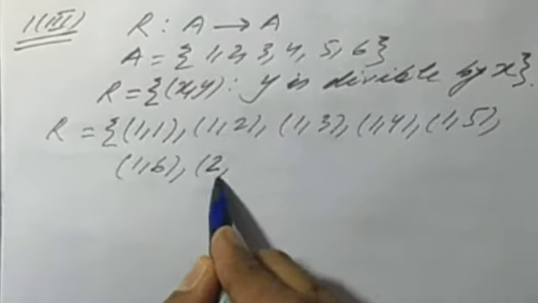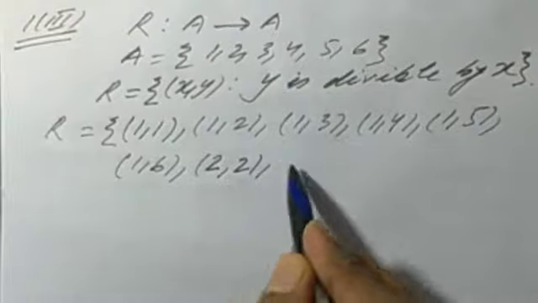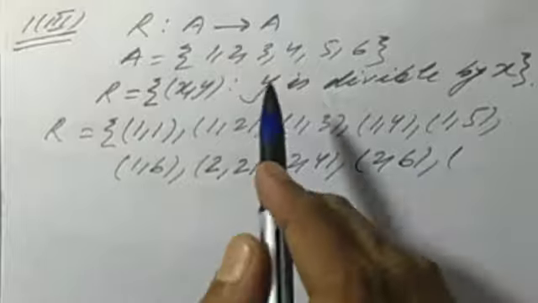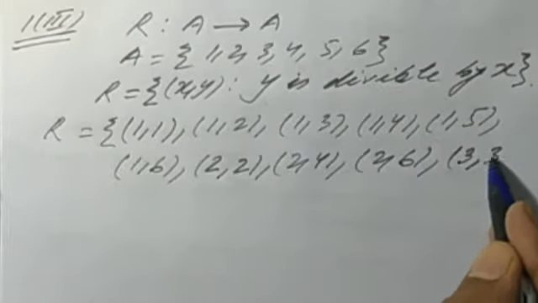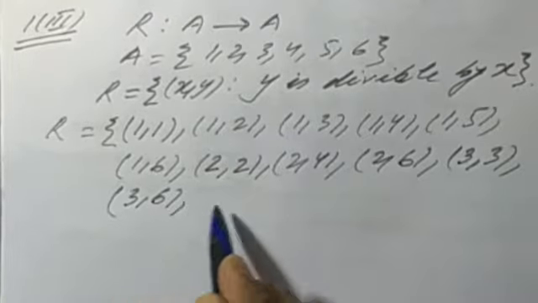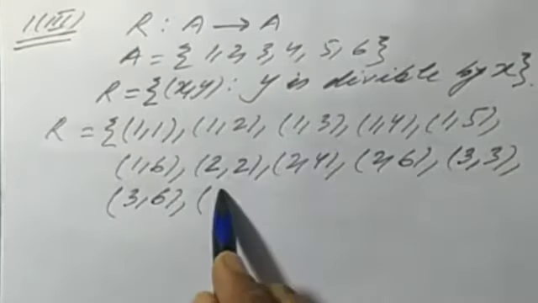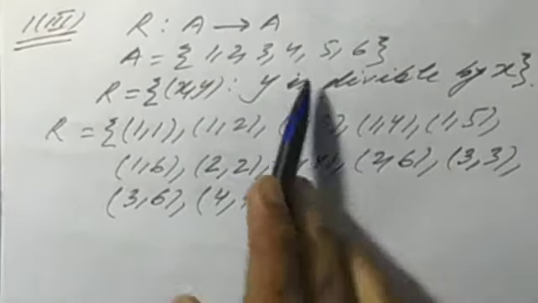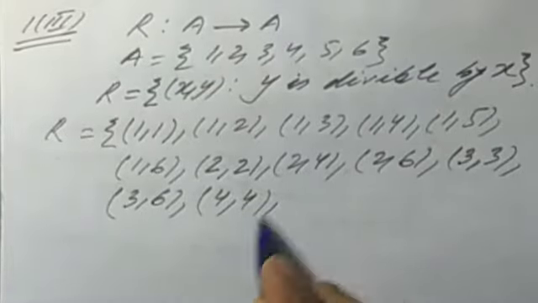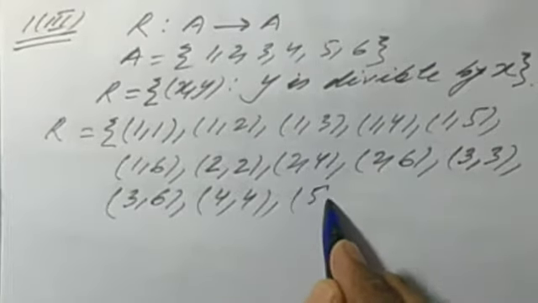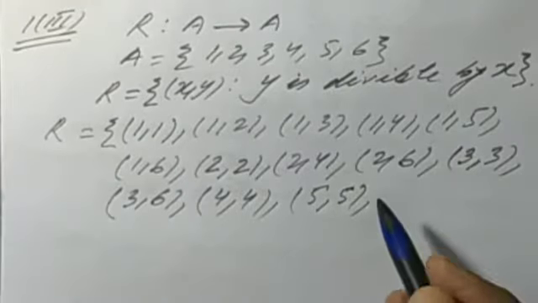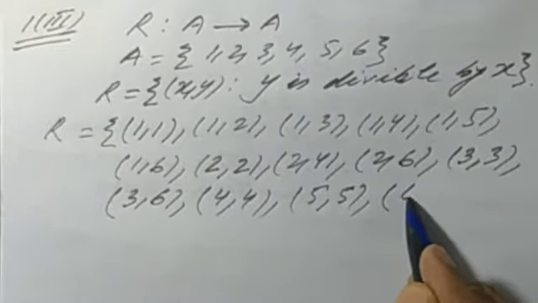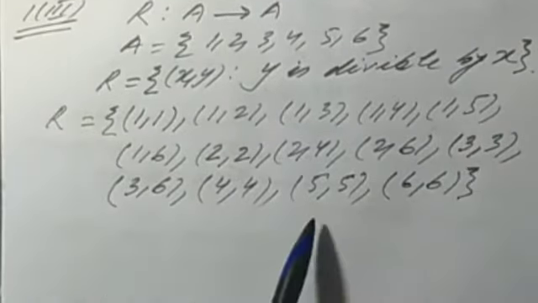Now if we take first component 2, then 2 can divide 2, 4 and 6. If we take 3, then 3 can divide 3 and 6. If we take first element as 4, then 4 can divide only 4 out of these 6 numbers. If we take 5 as first component, only (5, 5) can be written, because 5 can divide only 5 out of these 6 numbers. Similarly, 6 can divide only 6. So this is the roster form of the relation.